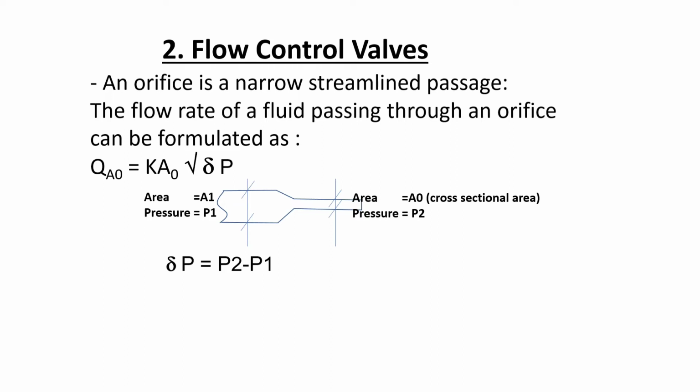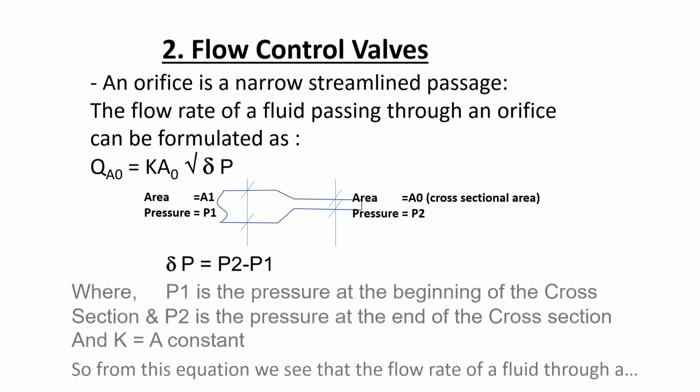Next are the flow control valves. As you know, an orifice is a narrow streamlined passage. The flow rate of a fluid passing through an orifice can be formulated as Q = K A0 √ΔP, wherein ΔP is nothing but the difference of pressure at both ends, where the orifice is and where the normal feed pipe is. And A0 is the cross-sectional area, K is a constant here.